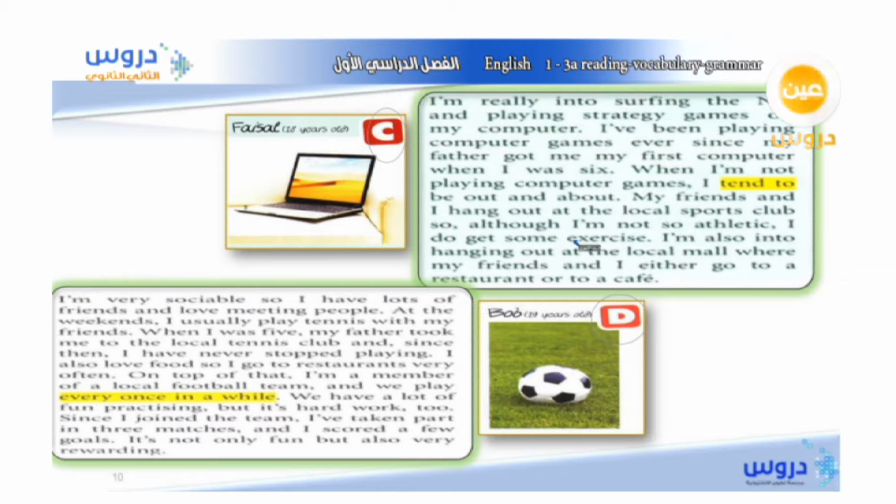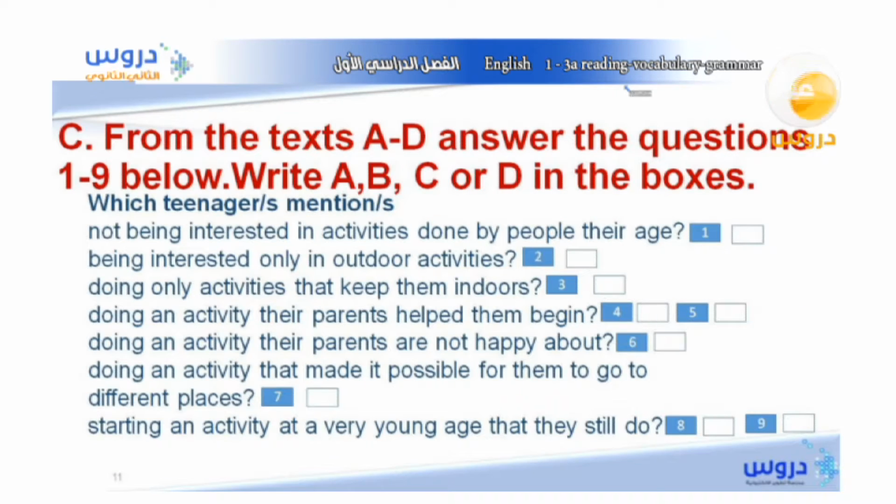Doing only activities that keep them indoors. Don't forget your answer. Doing an activity their parents help them begin. Doing an activity their parents are not happy about. Doing an activity that made it possible for them to go to different places. Finally, starting an activity at a very young age that they still do, which is 8 and 9. Don't forget to write your answers.